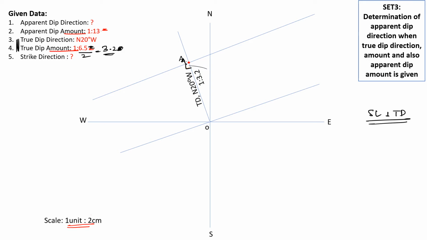Now comes the major part. So this true dip amount has been completed. Now we need to think about the remaining part, that is apparent dip amount. What will you do with apparent dip amount? We need to plot that amount. But the question is, in which direction is the apparent dip? Either this is on the right hand side of true dip or on the left hand side of the true dip.